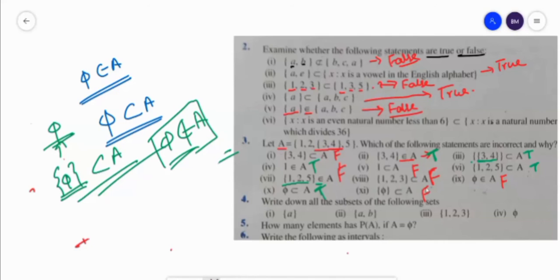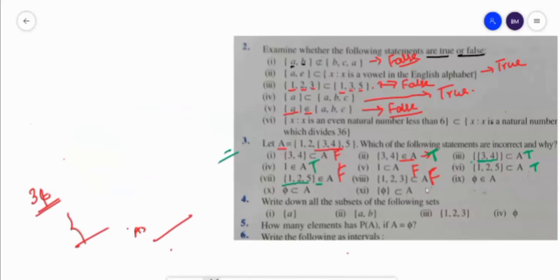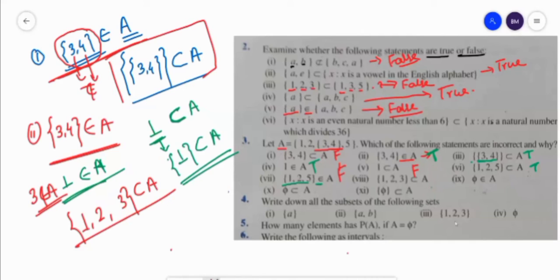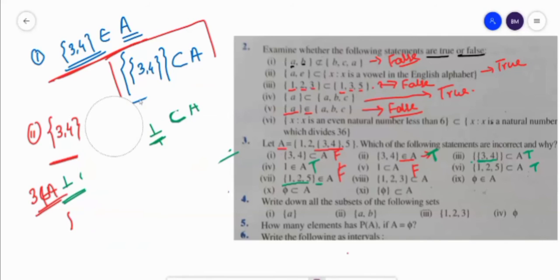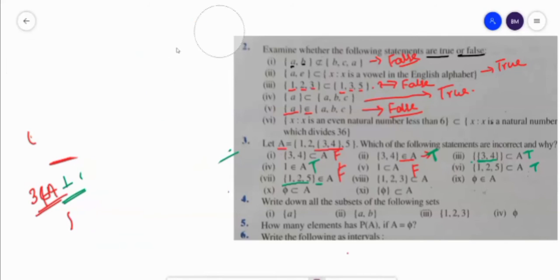Next, number 4: write down all the subsets of the following sets. Number 4, it is given. First one, A. This is a singleton set. We have to write all the subsets of A.